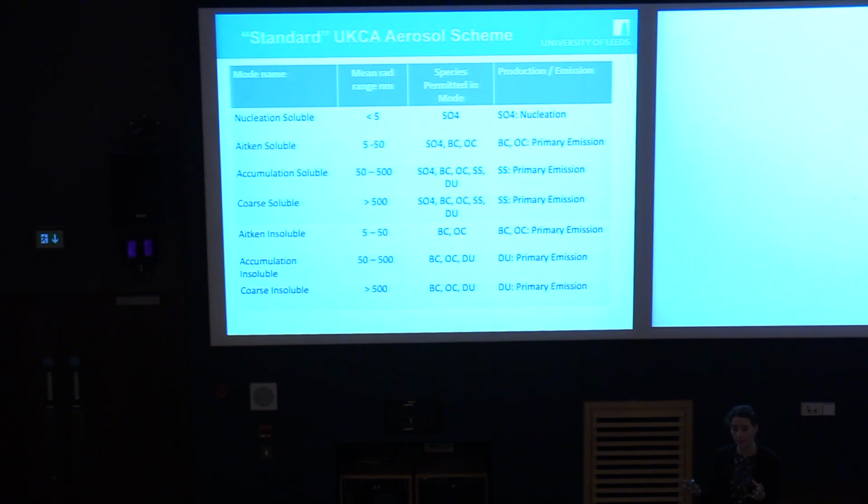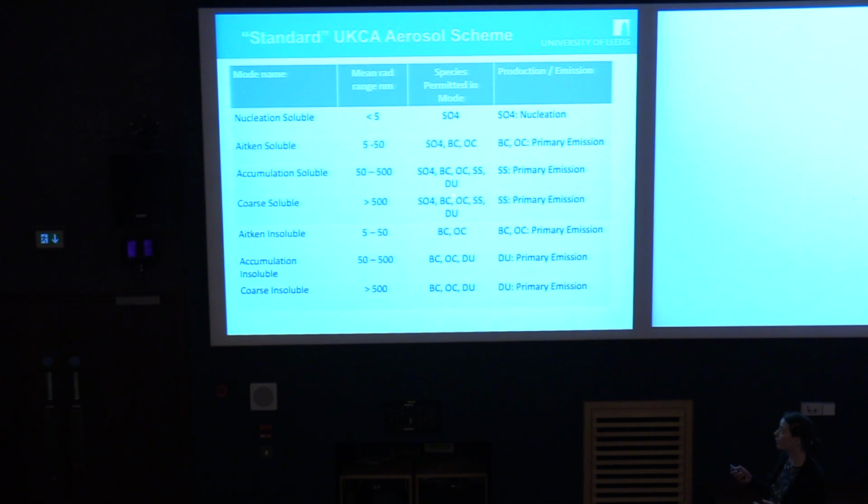So what we do is we set up a framework saying what's allowed where, and then the microphysics of the model allows those pathways to take place so the aerosols populate the modes. So accumulation and coarse soluble, the same: any species is allowed in the accumulation and the coarse soluble. Sea salt and dust are both allowed. Sea salt and dust are both emitted at quite large sizes in the model. So sea salt can be emitted directly into the accumulation soluble or the coarse soluble mode.